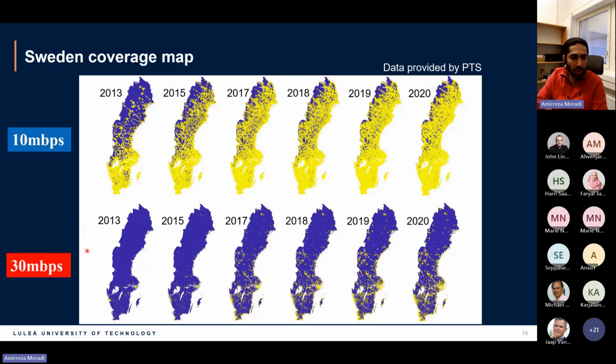Also, in this bottom figure, you can observe the map for 30 megabits per second. In 2013, let's say just big cities like Stockholm, Malmö, Gothenburg, and Umeå had access to 30 megabits per second, and as the years go by, coverage expanded until in 2020 most of the urban areas in Sweden could access 30 megabits per second, while rural areas cannot benefit from that.